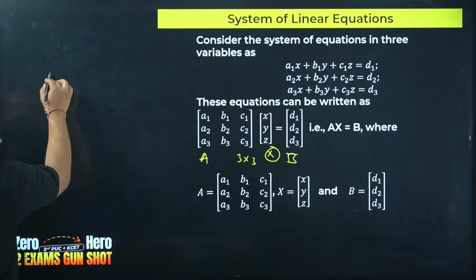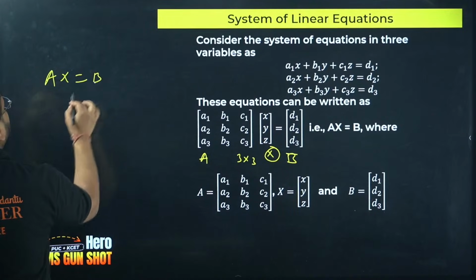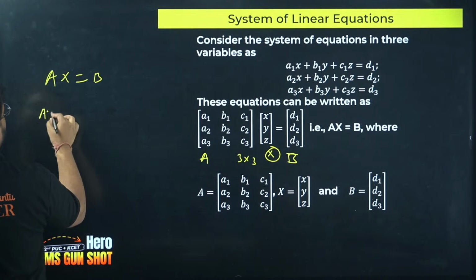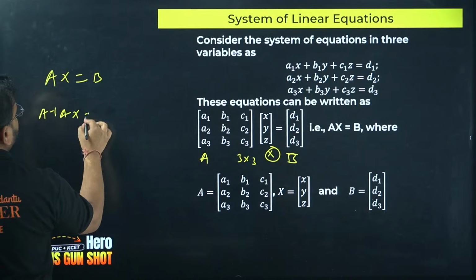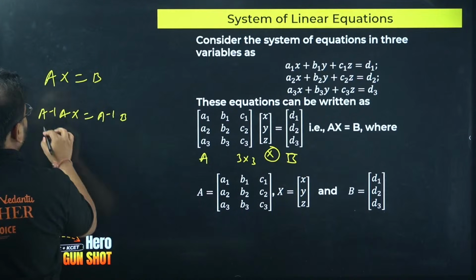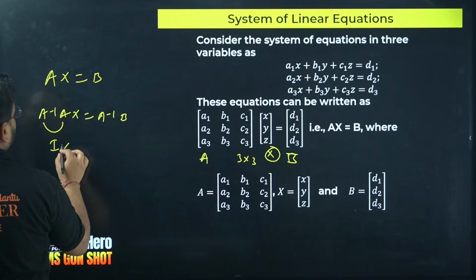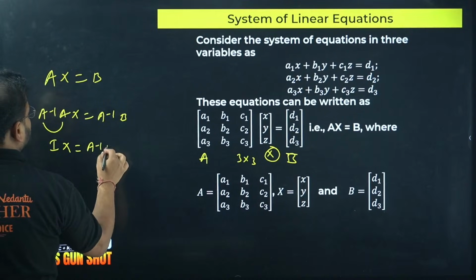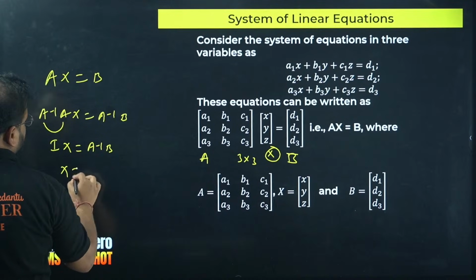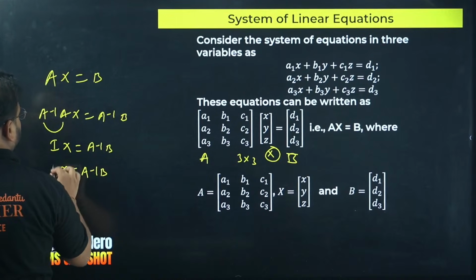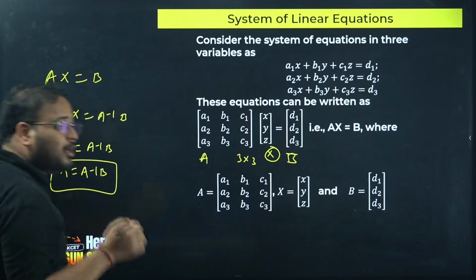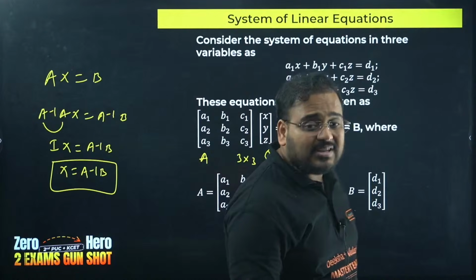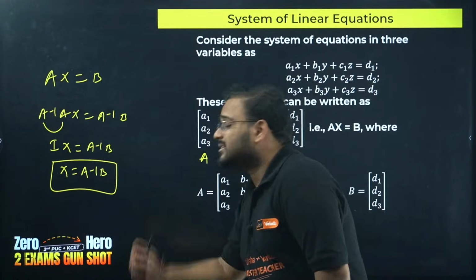If you have AX equals B, you can write A inverse into A into X equals A inverse into B. A inverse A is nothing but I, so IX equals A inverse B. I into X is simply X. So X equals A inverse B. To find the value of X, the unknown matrix, you have to find the inverse and take the product of that with the matrix B.